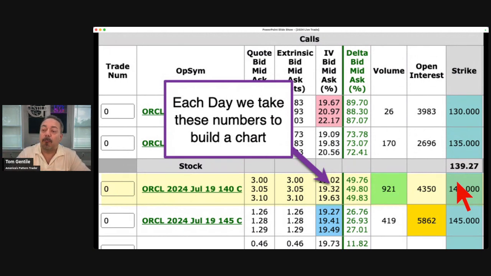So this is an example of the calls on Oracle. And as you can see, we can look at the option symbol. By the way, this is a snapshot when Oracle was trading at 139.27. So the 140 calls are the at the monies, right? You can see here, there's that bid and offer and the mid price. And take a look at this. This is the implied volatility stamp.